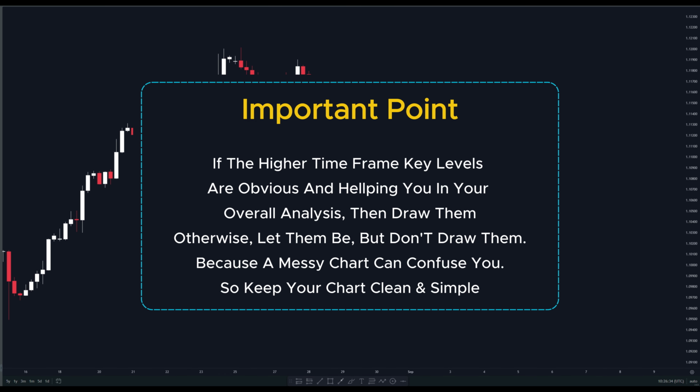Here's an important point. If the higher time frame key levels are obvious and helping you in your overall analysis, then draw them. Otherwise, let them be, but don't draw them, because a messy chart can confuse you, so keep your chart clean and simple.